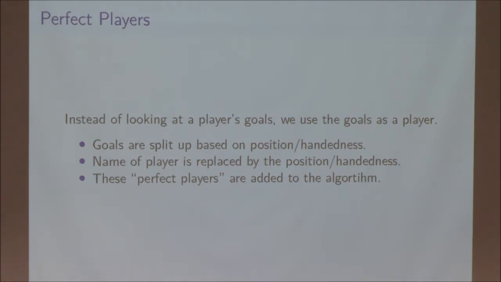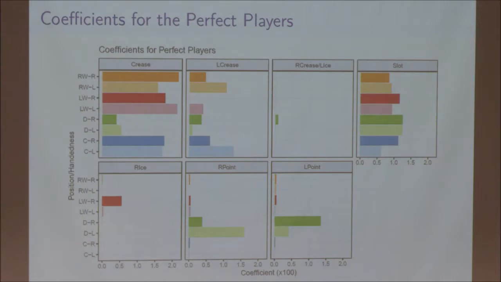So I've taken all of the shots from all players and all of the goals as a single player in the analysis, and then I can get the coefficients for this perfect player who always scores, and I can use this as a comparison measure. So these are the coefficients that I get when I do that. Everybody shoots from the crease except for defensemen, which is obvious. This is just where goals are essentially scored from. Everybody scores from the slot.